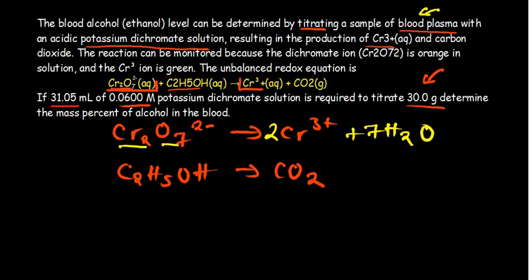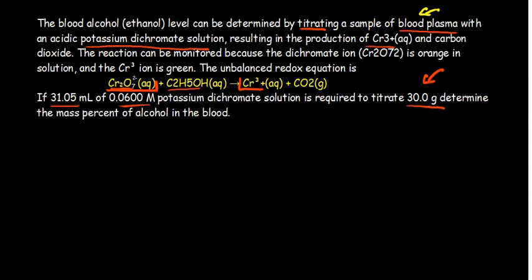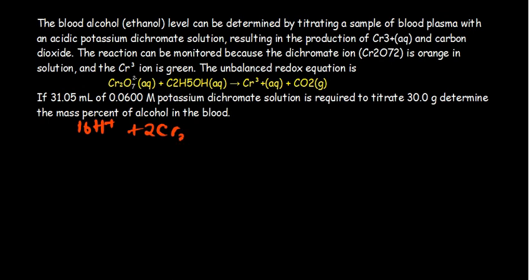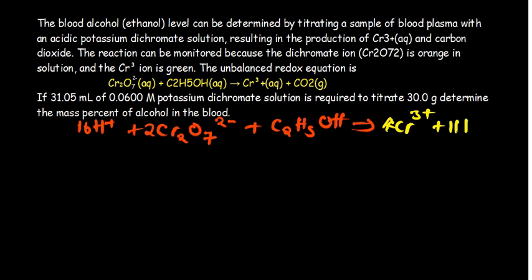Alright, for the sake of this video we'll not do that, but I'll just give you the balanced form of this equation in advance. The balanced form is 16H plus, plus 2 Cr2O7 2 minus, plus C2H5OH, giving us 4 chromium 3 plus, 11 water molecules, plus 2 carbon dioxide molecules.